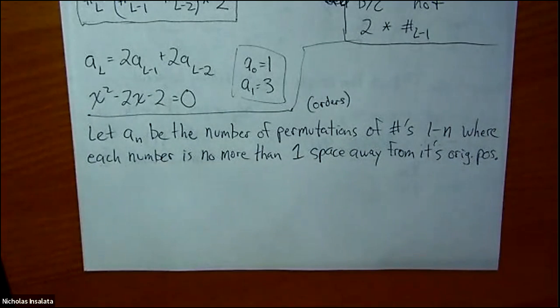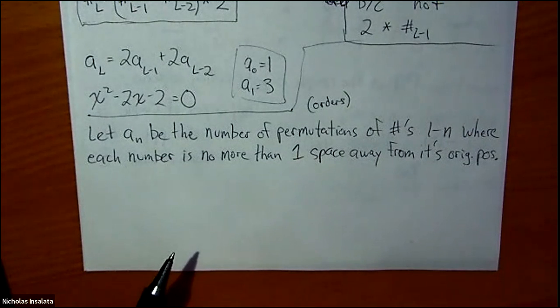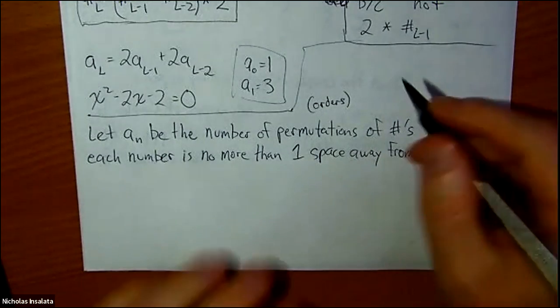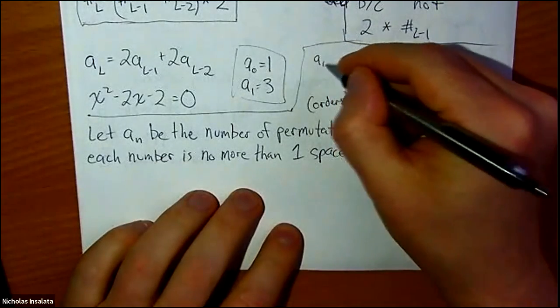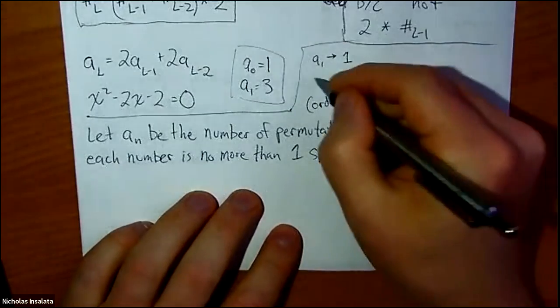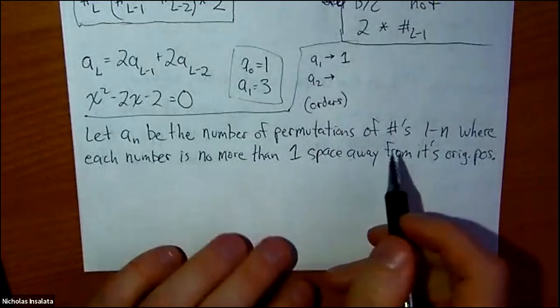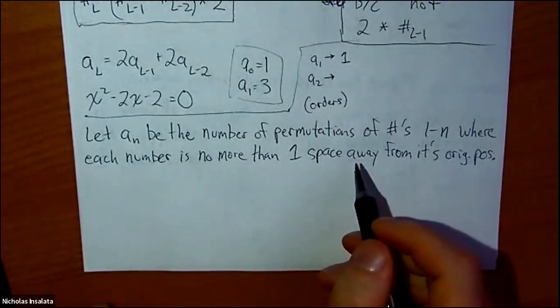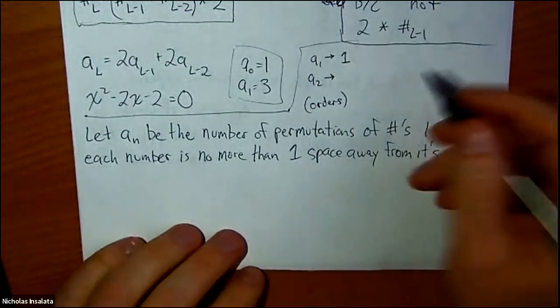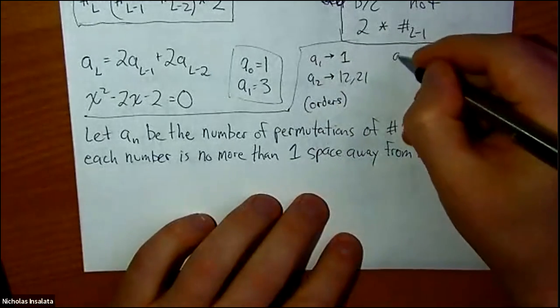Okay, so let's do a couple of examples. I'll pop them up here. Can someone give me, let's list out some of these permutations again, right? If I just have A1, well, that's just going to be 1. How about A2? If I list all the possibilities, it'll be 1, 2, and 2, 1. So how about A3?